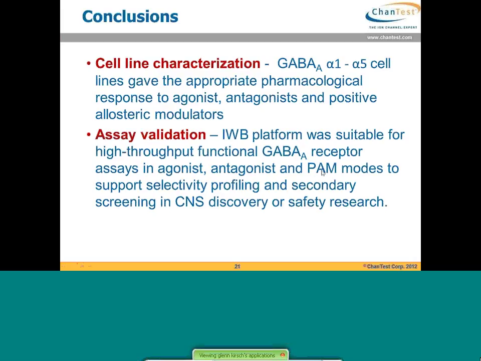And so we feel that these are very useful assays to support selectivity profiling and secondary screening in CNS discovery or safety research.